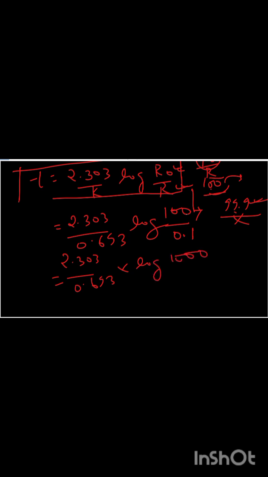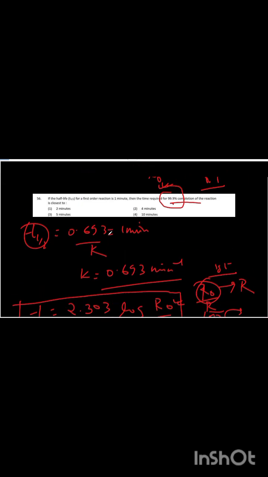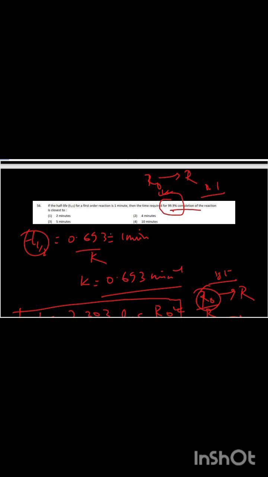So it comes out to be log 1000, that is log 10 cube. So log 10 cube comes out to be 3. That is 0.231. So from here I think we can say that 2.3, it is also 2.3, and if 10 is multiplied from both sides, both cancel out, so the answer is 10. Answer is 10 minutes.